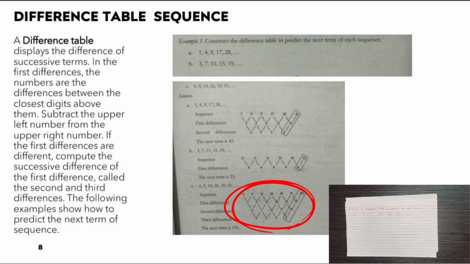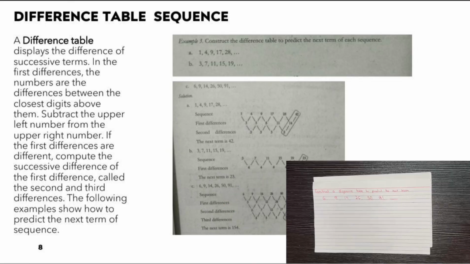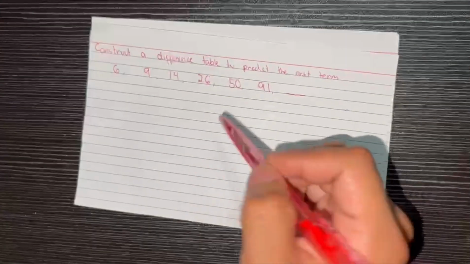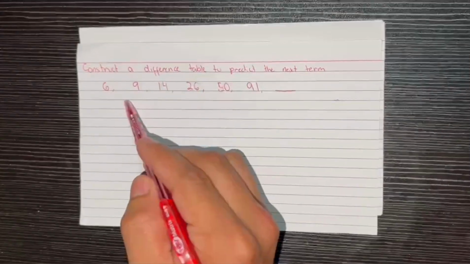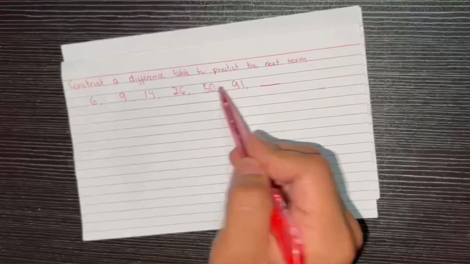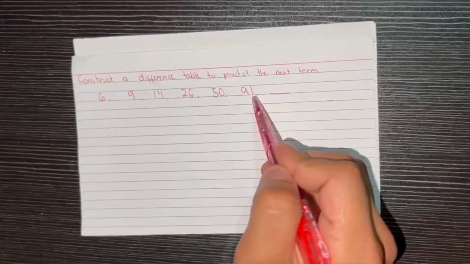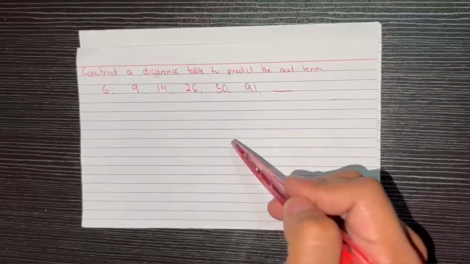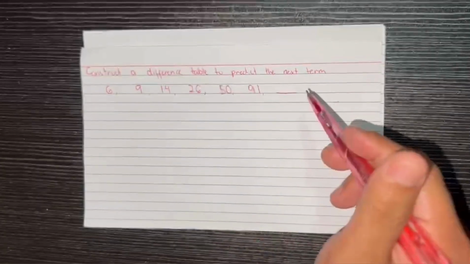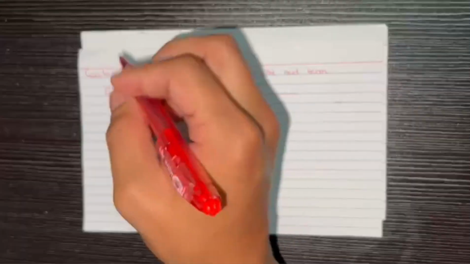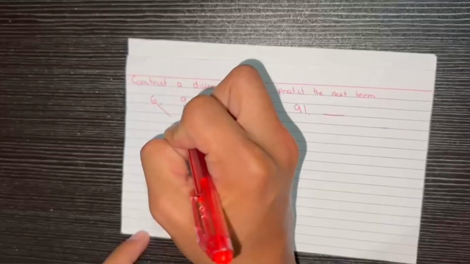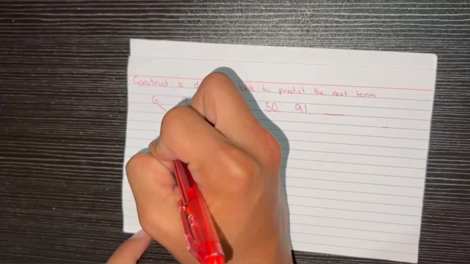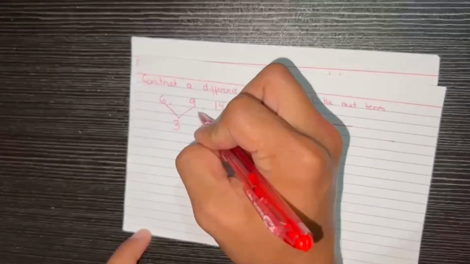So now, I will teach you how to solve this type of problem. In this given, we have a sequence: 6, 9, 14, 26, 50, 91. And here, we need to find the next term. To find the next term, we need to subtract 6 from 9, and we have the answer of 3.